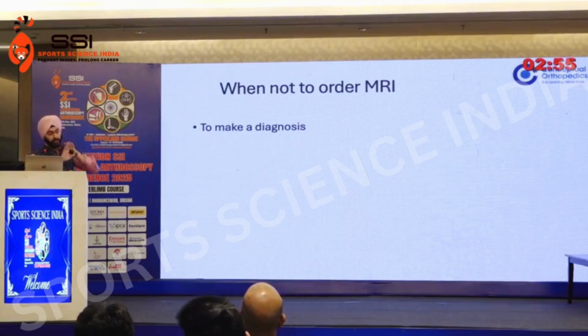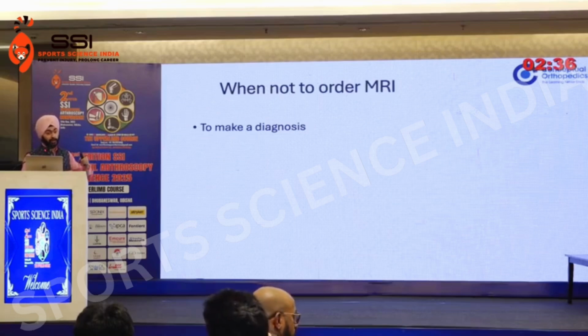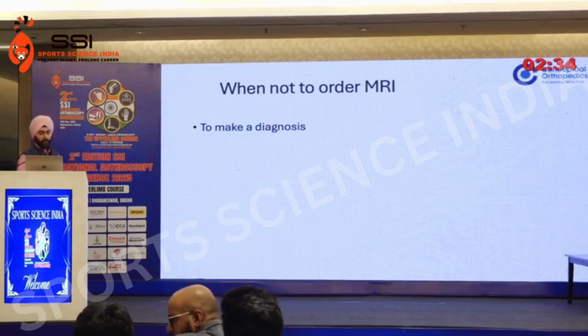There will be a plethora of findings on the MRI: subacromial bursitis, SLAP tear, small partial thickness cuff tear, supraspinatus tendinitis. You don't know where the pain is coming from, and you'll get lost. So all the benefits of MRI would be lost. So have a differential diagnosis in mind, then get the MRI done.